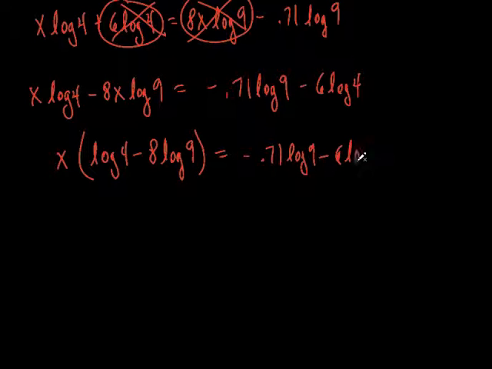Minus 6 log 4. And we're almost done. Again, we really haven't done any arithmetic yet. We're going to wait until the very end to put it in the calculator. Now look, all this stuff right here is being multiplied by x. So how do you get rid of something that's being multiplied?